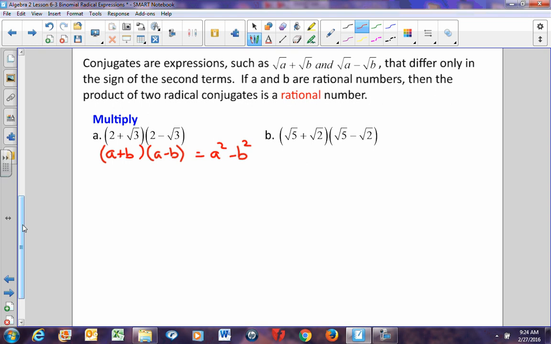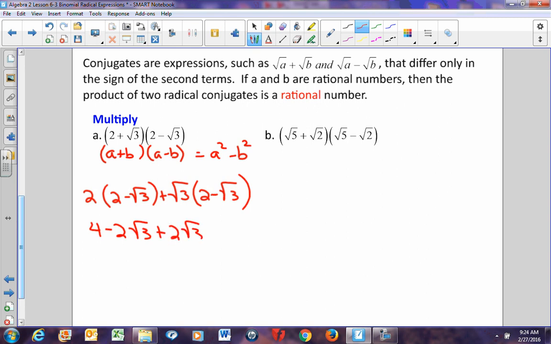So if I distributed this out using FOIL, or the distributive property, 2 times 2 minus the square root of 3, plus the square root of 3 times 2 minus the square root of 3. That would become 4 minus 2 square roots of 3, plus the square root of 3 times 2 is 2 square roots of 3, minus the square root of 3 times the square root of 3 is 3. Notice what happens to the middle terms. They cancel out. So I end up with 4 minus 3, which is 1.